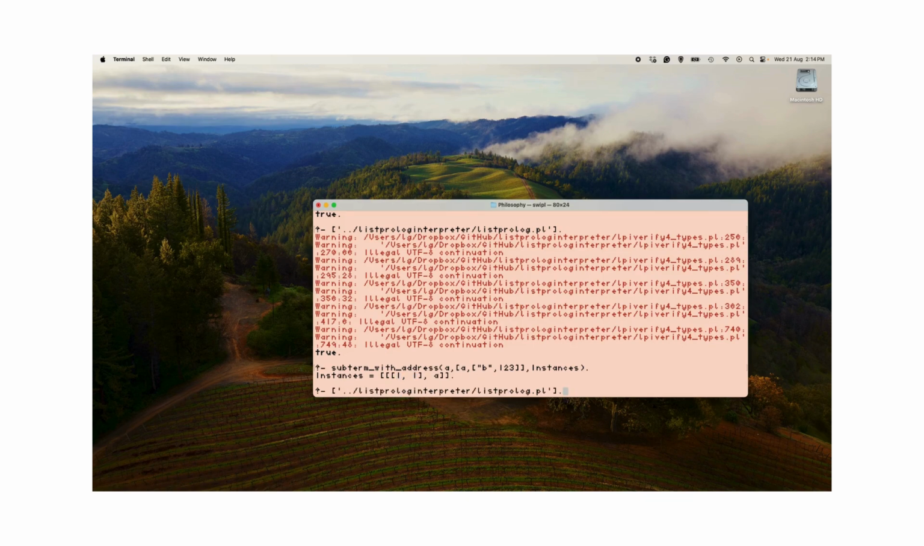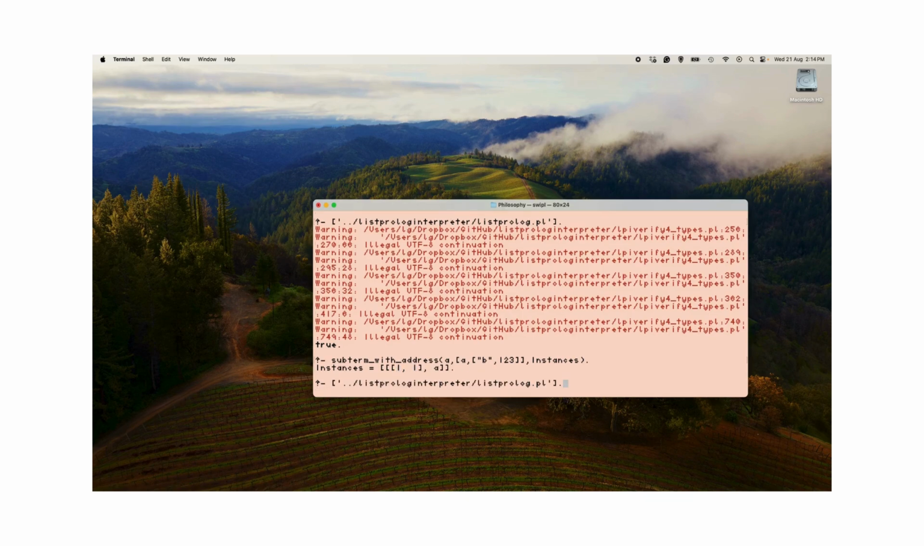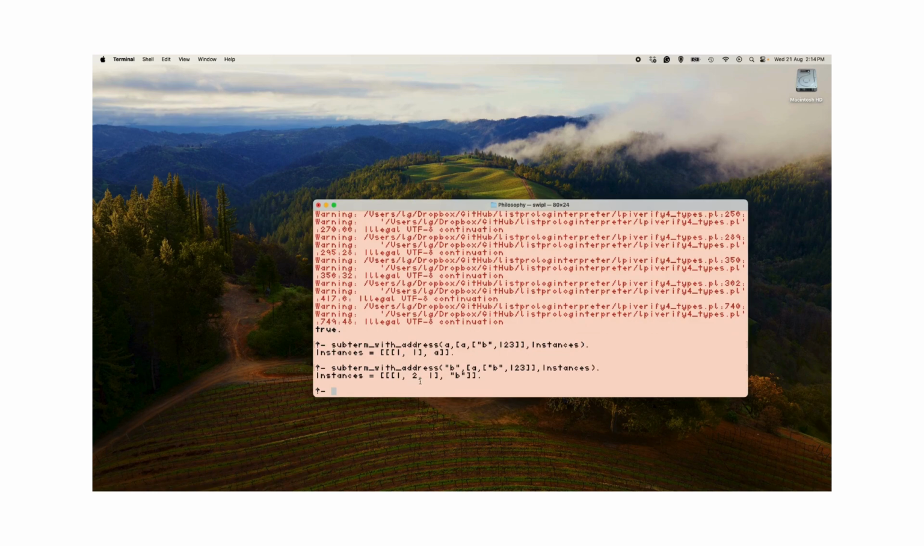And then we have subterm with address of string B in list [A, [B,1,2,3]], and that gives 1,2,1. So A is 1,1, but [B,1,2,3] is 1,2, and then B is 1,2,1, because B is the first item in so-called item 1,2.